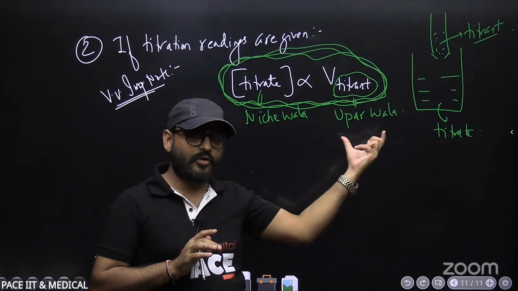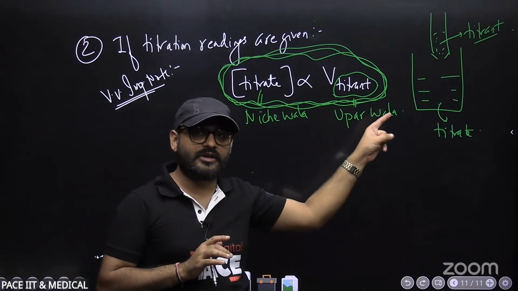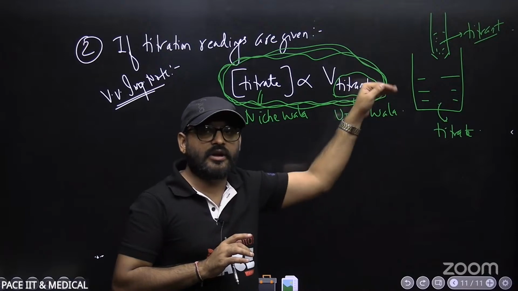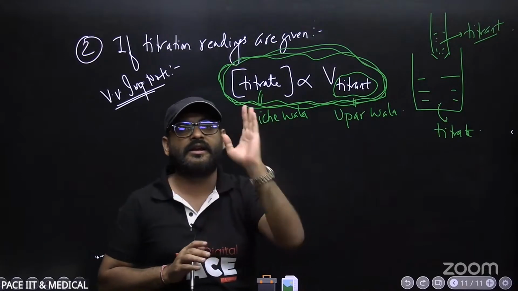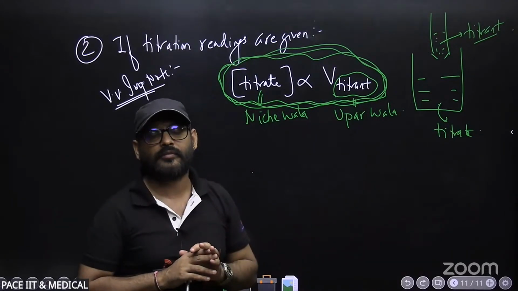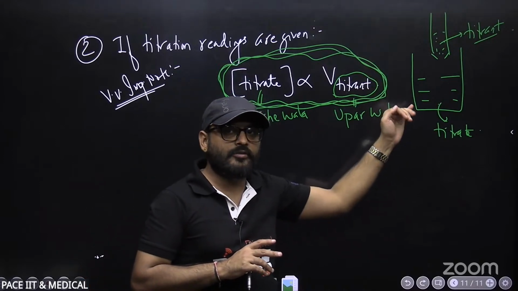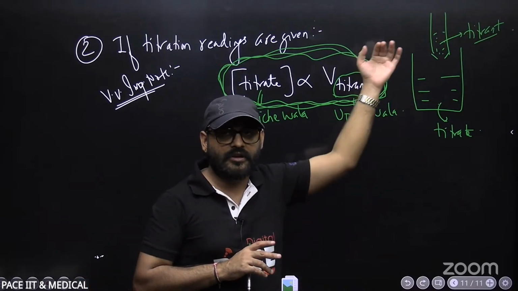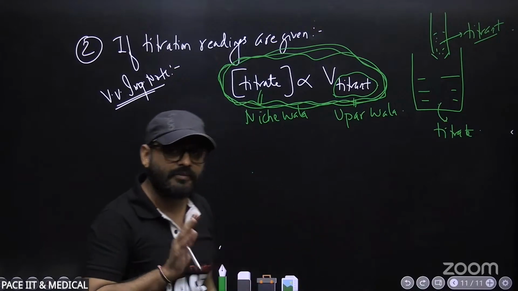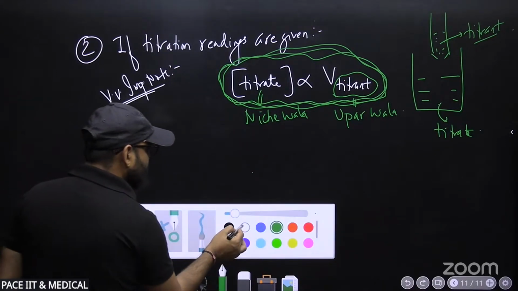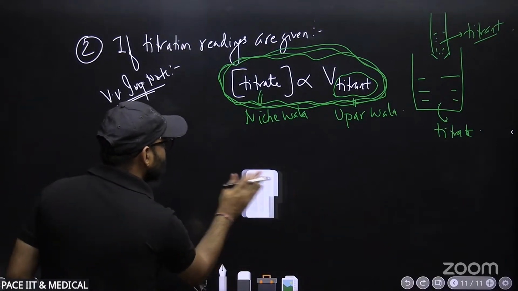The concentration of the one being titrated and the volume of the one it is titrated with will be directly proportional. Titrate's concentration and volume of titrant will be directly proportional. Just keep this thing in mind and enjoy the answers.